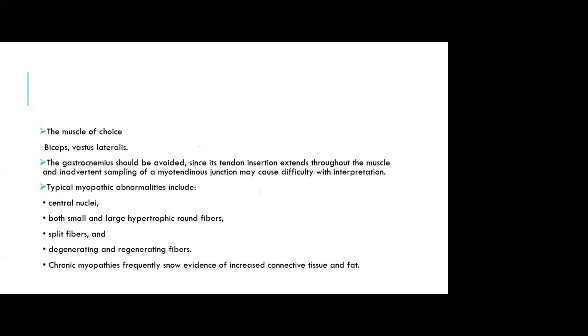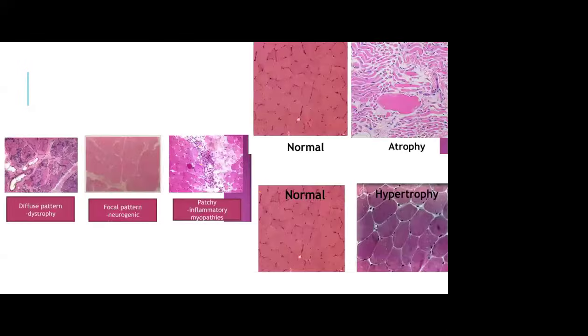Typical myopathic patterns include central nuclei, both small and large hypertrophic round fibers, split fibers, and degenerating and regenerating fibers, and chronic myopathies frequently show evidence of increased connective tissue and fat. This is the pattern seen in diffuse dystrophy. This is the pattern seen in focal disease.